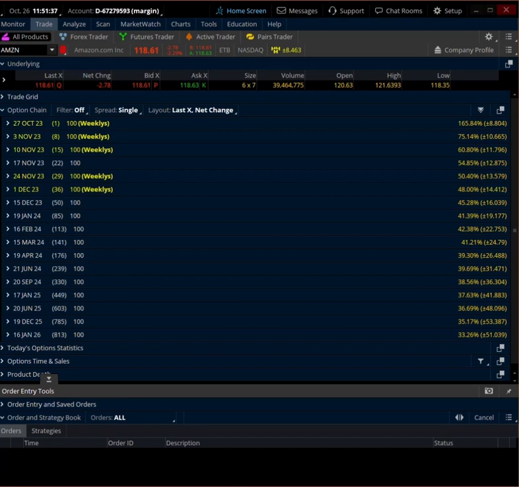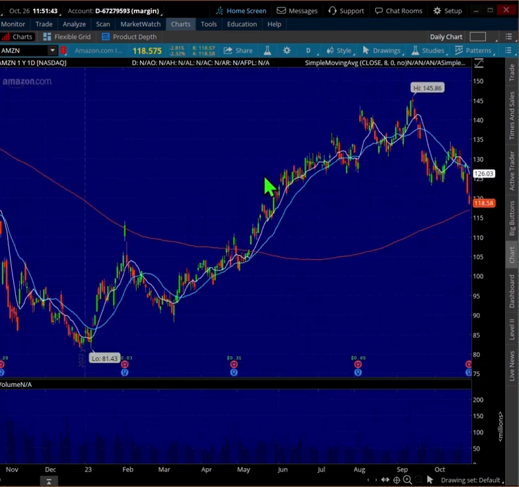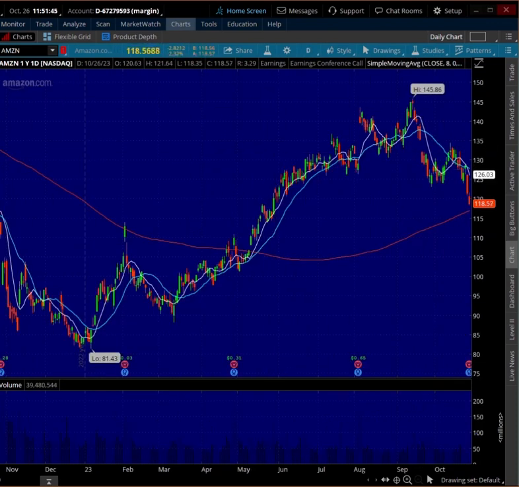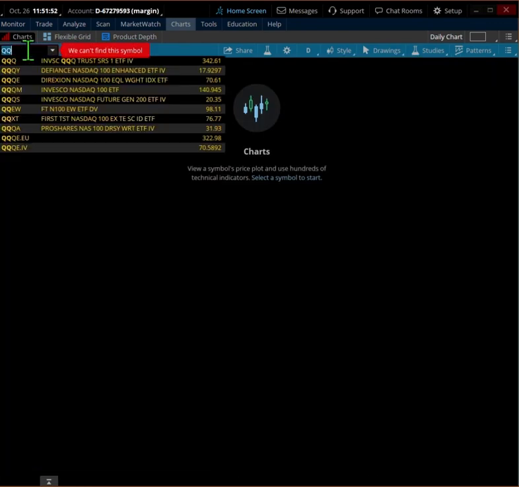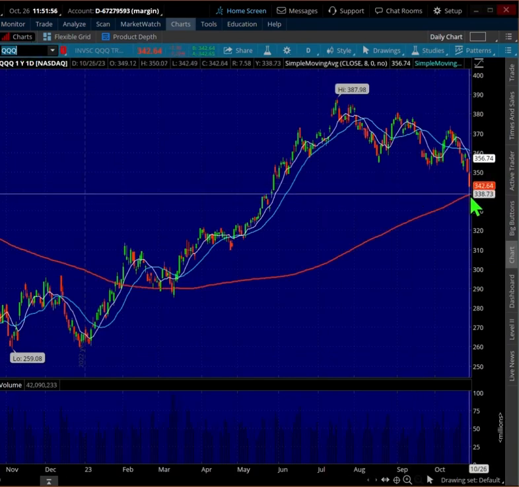Okay, so we've got Amazon up here, and it's currently trading about 118.60. Let's bring in the chart. Let's get a daily chart here. So Amazon is coming close to testing this 200 period moving average. And before we look too much further, let's take a look at the Qs and the spiders, because we've just been bleeding. I could see the Qs coming down here to the 200.